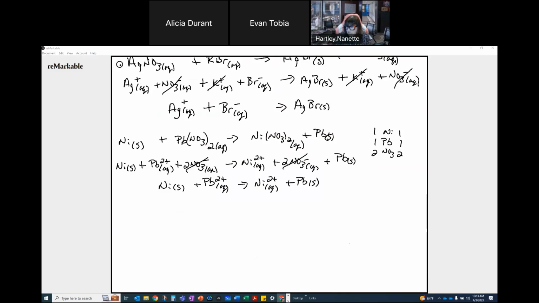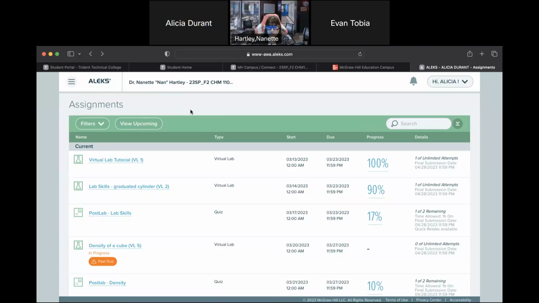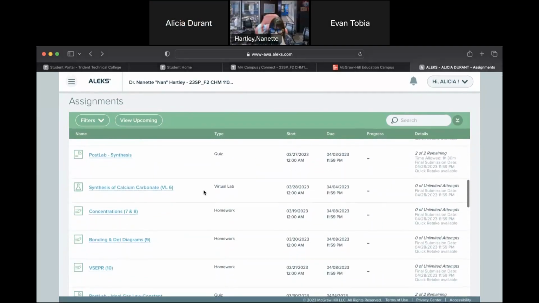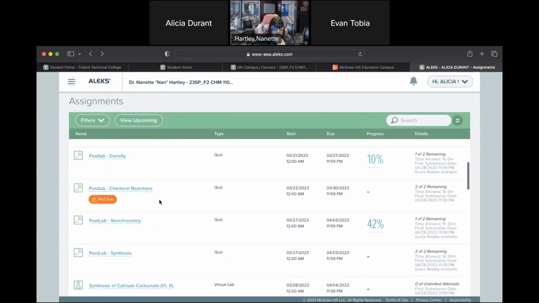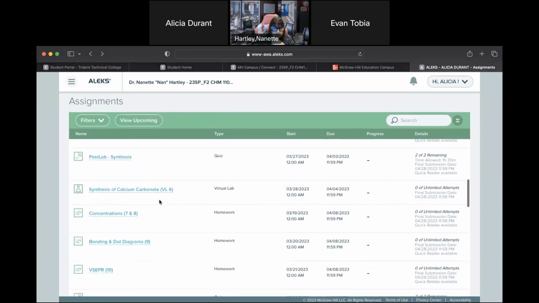Okay, I'm going to share my screen with you. I can't even find these, and I know you gave us a tutorial on ALEKS and everything. So this is my screen. Synthesis of calcium carbonate, virtual lab 6. Hold on, you keep going past it. Right there, that is due 4/4, tomorrow. I need to do this in order to do the post lab, which is due next week.